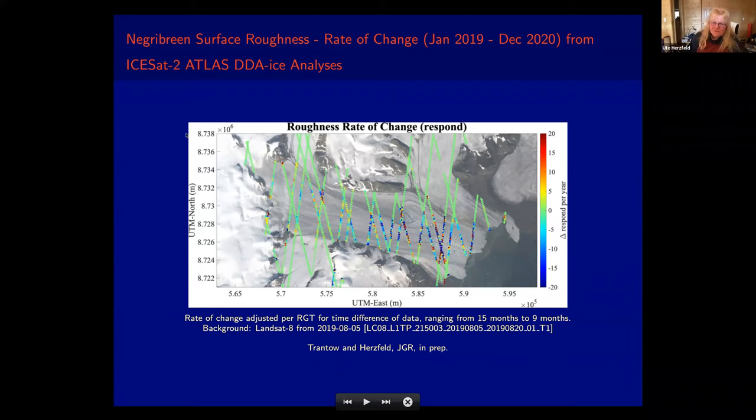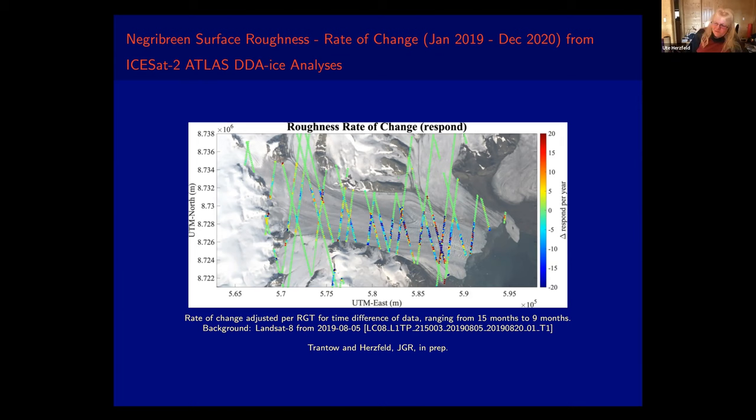Now you can see that the areas where the crevasse fields are, which is where our examples were from, and some areas in the ice fall, and mostly the areas where the large crevasse fields are, show the biggest rate of change.